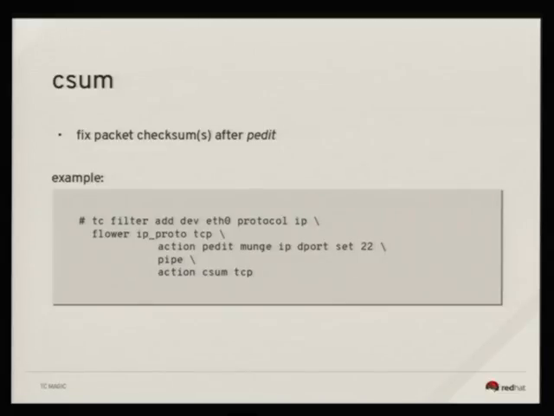So now here you see an example of the pipe operation. So we add 2 actions to this filter. We have a filter like all TCP, we match on all TCP traffic, and then the action is change the destination port to 22. And then pipe. As I said, after each action, we can add one of those keywords. So we have pipe here. That means continue with the next action, and then add the next action, which fixes the TCP checksum.